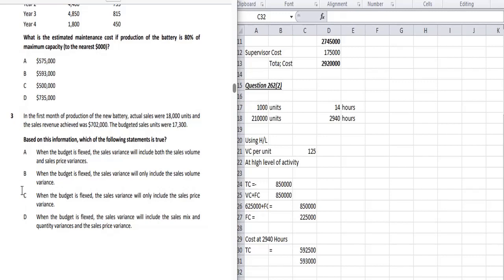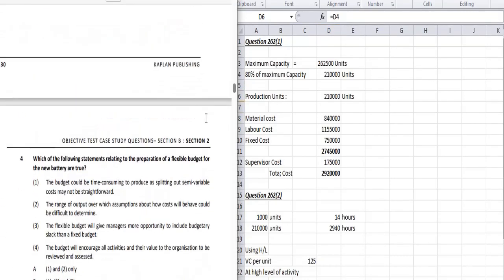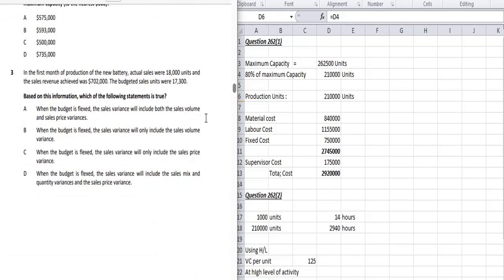Looking at B and C, in the flex budget, what do we do? For example, in the first question, we just converted the cost for 210,000 units. Let's have a good example. For the flex budget, the original budget is for 7,300 units, but when we convert it into the flex budget, we calculate the cost incurred for the actual units, meaning actual sales of 18,000. So overall, if we calculate the sales volume variance, it is between the budgeted and the actual one.